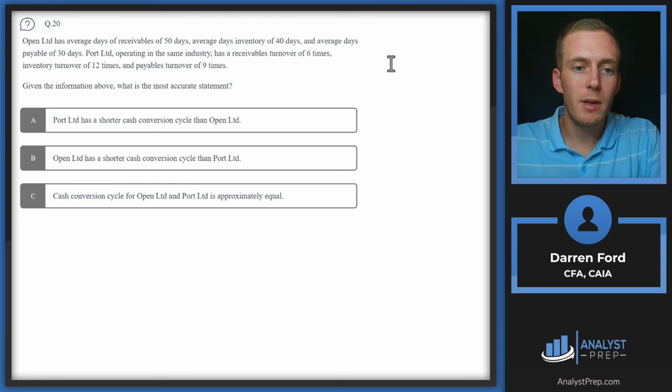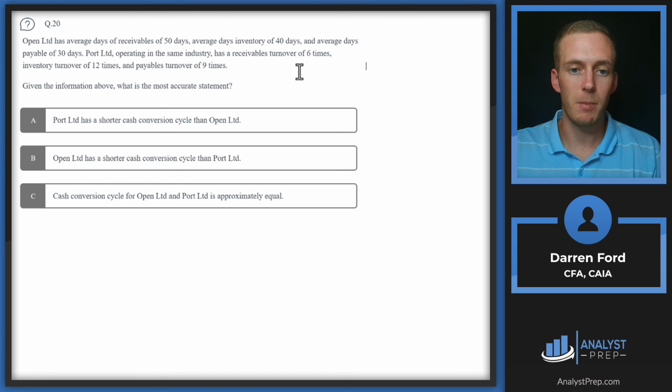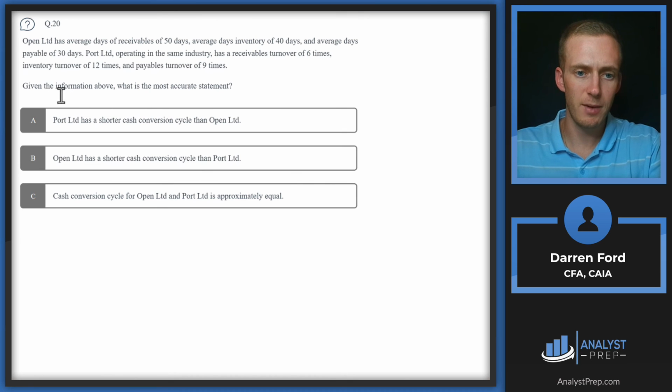Question 20. Open Limited has average days of receivables of 50 days, average days of inventory of 40 days, and average days of payable of 30 days. Port Limited, operating in the same industry, has a receivables turnover of 6 times, inventory turnover of 12 times, and payables turnover of 9 times. Given the information, what is the most accurate statement? Port Limited has a shorter cash conversion cycle than Open. Open has a shorter cash conversion cycle than Port, or the cash conversion cycles for the companies are approximately equal.